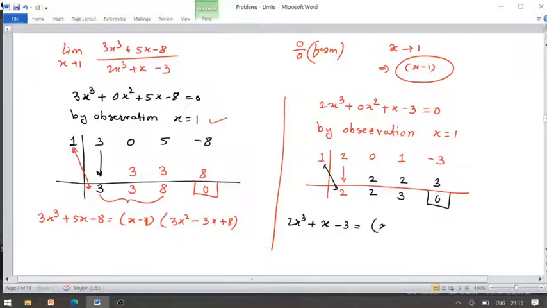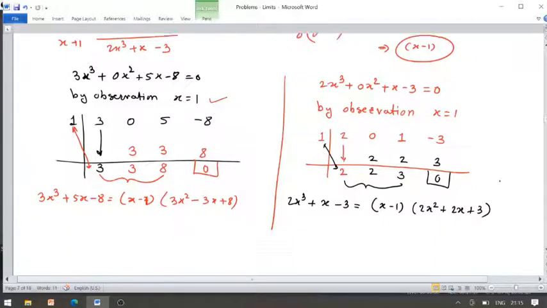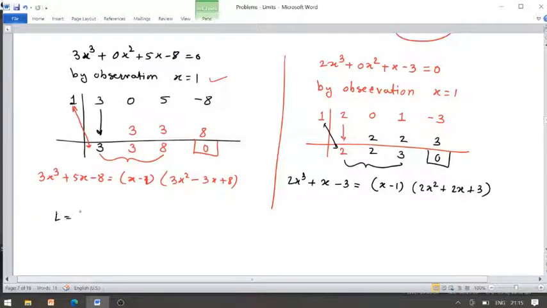by observation x equals 1 is one of the roots of the given cubic function, that means x minus 1 will be one of the factors. The remaining factor can be obtained by using this. We have a cubic function, so one power less: 2 is the coefficient of x square, next 2 is the coefficient of x, and the last 3 becomes the constant. So once we have the factors for numerator and denominator, try to replace them.